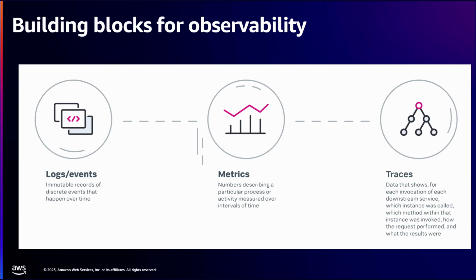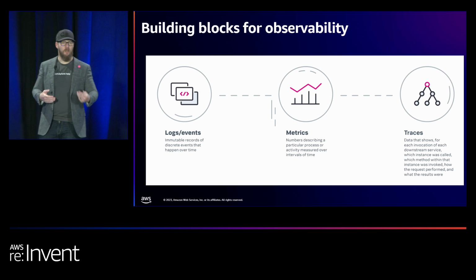The building blocks for this are 3 primary data sets. I'm sure some of you here have heard of the 3 pillars, but for those of you who haven't, first is logs and events, second is metrics, and third is traces. Each of these gives you a very important component of observability, and you need all 3 in order to truly be successful. Logs and events give you the why. It's the smoking gun and the context of what happened.